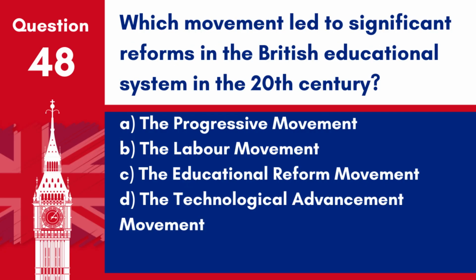Question 48. Which movement led to significant reforms in the British educational system in the 20th century? A. The Progressive Movement. B. The Labour Movement. C. The Educational Reform Movement. D. The Technological Advancement Movement. Answer: C. The Educational Reform Movement. Significant reforms in the British educational system in the 20th century were largely driven by the Educational Reform Movement, which aimed to make education accessible to all citizens.